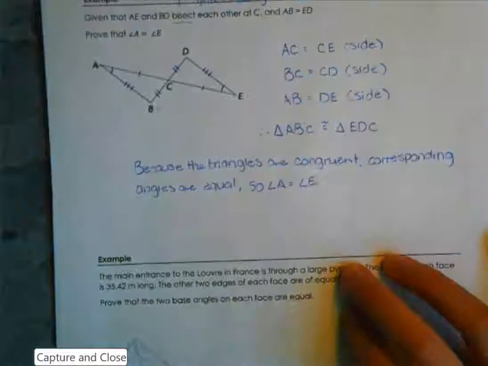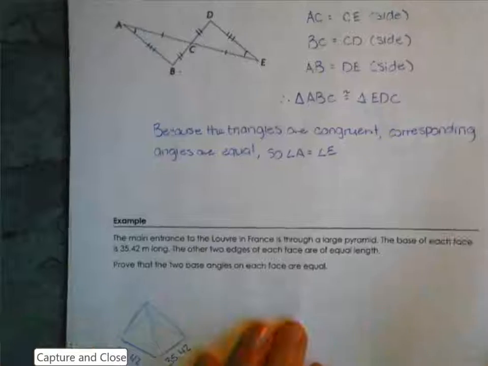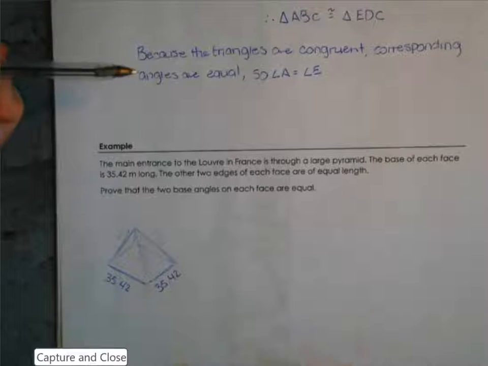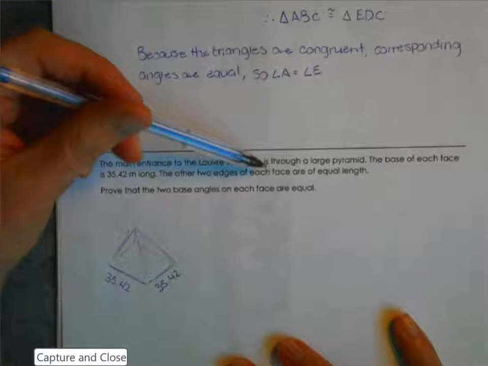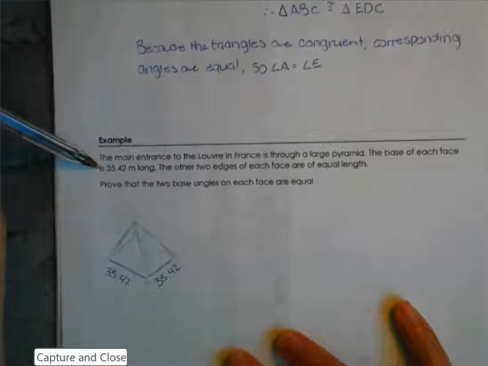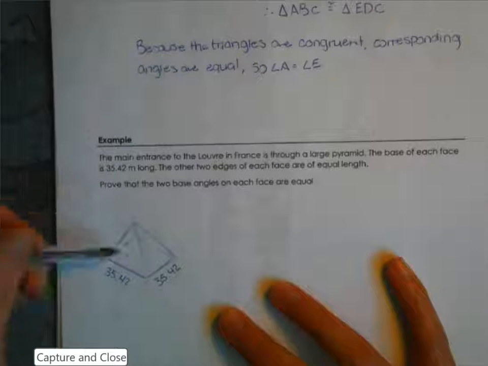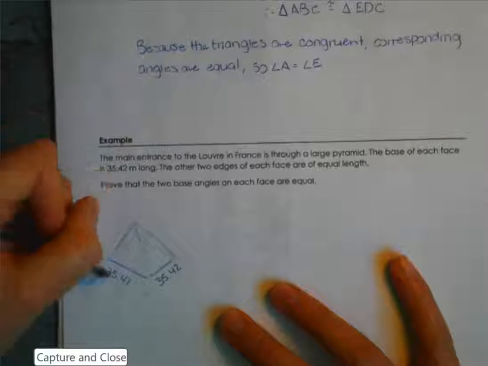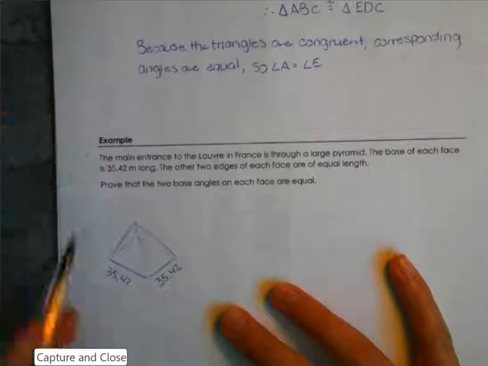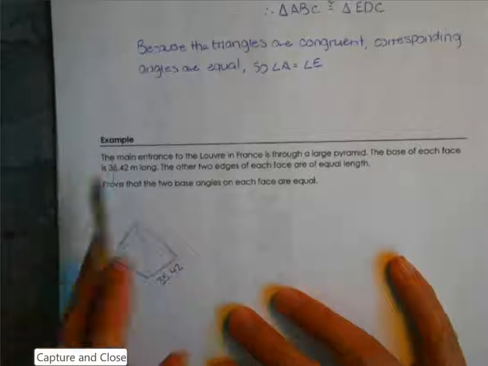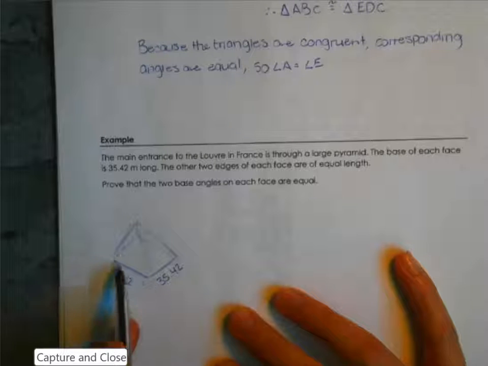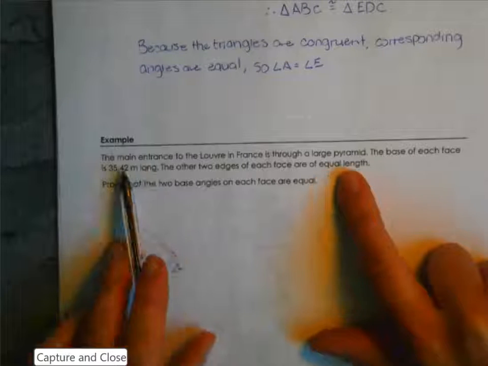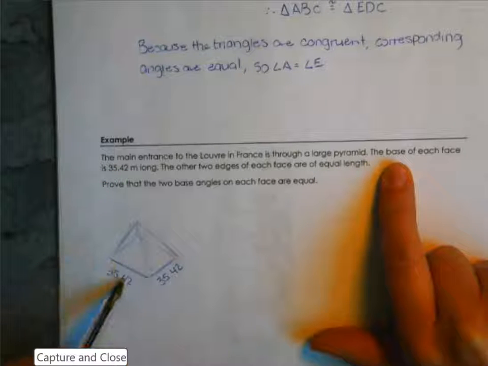Okay, want one more. I think this is our last one actually. So we have the main entrance to the Louvre in France is through a large pyramid. The base of each face is 35.42 meters long. I've already sketched out what the pyramid is going to look like, because I didn't want to put you guys through the pain of watching me try to draw that. So essentially we have a pyramid, right? It has a square or rectangular base, and then we have the points coming up from there. And the base of each face is 35.42 meters long.